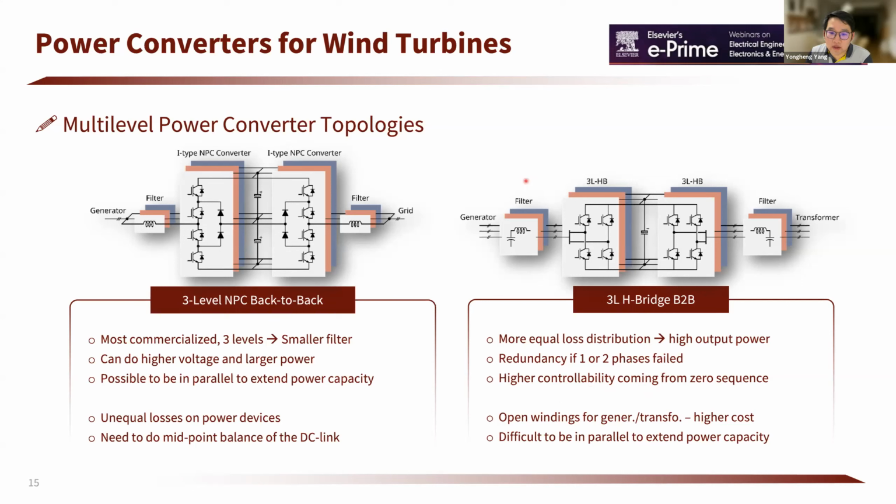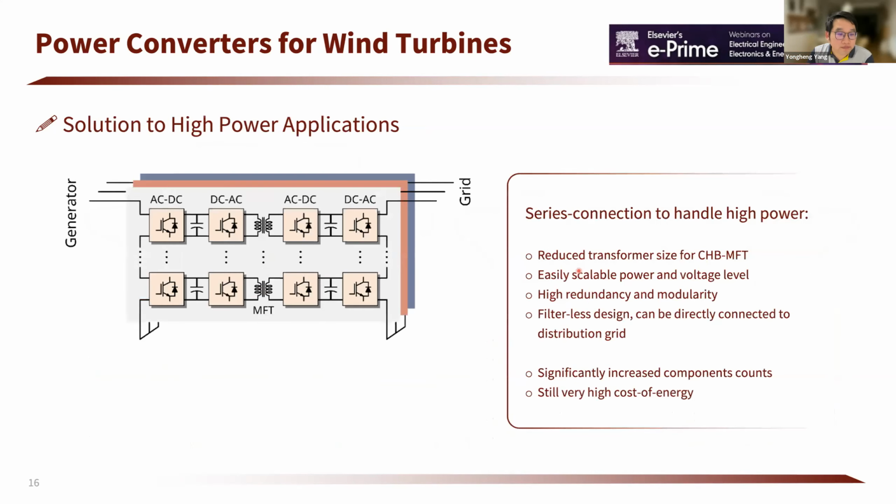For example, you have to use open-winding generators and transformers, so the cost is higher. Another challenge is that it is difficult to extend its power capability because it is difficult to connect in parallel. Those were the solutions to achieve higher power using either parallel solutions or multi-level technologies.